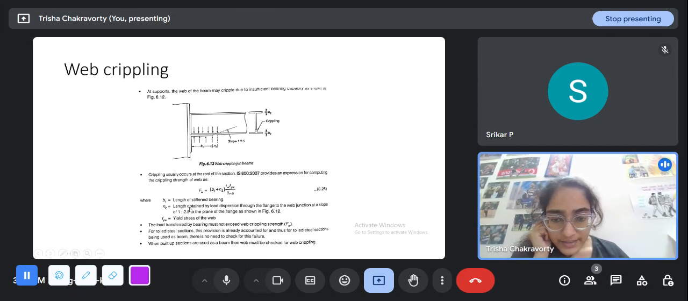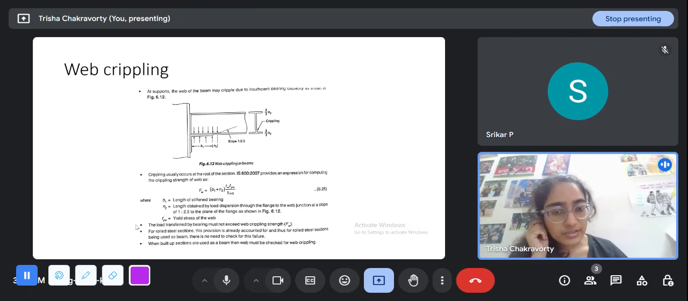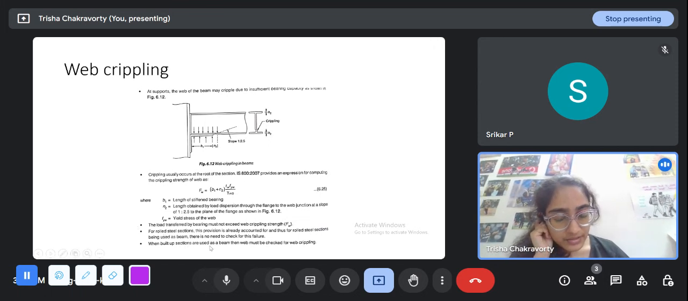And N2 is a length obtained by load dispersion from the flange to the web junction at a slope of 1:2.5 to the plane of the flange. So n is this length. We have to assume a dispersion like this, and n is this length. The load transferred by bearing must not exceed the web crippling strength. For rolled steel sections, this provision is already accounted for, and thus for rolled steel sections being used as beams, there is no need to check for this failure. So it is only relevant in the case of built-up sections. When built-up sections are used as a beam, then the web must be checked for web crippling.